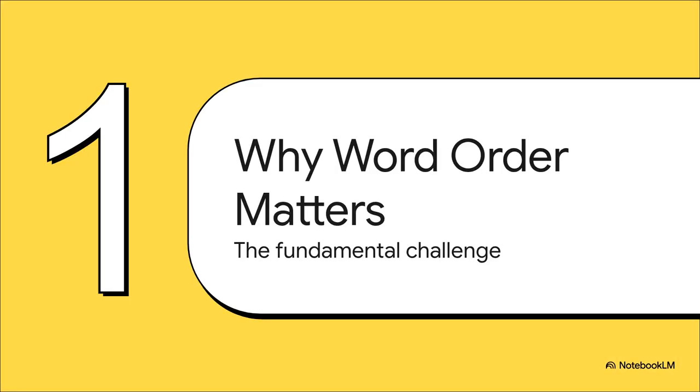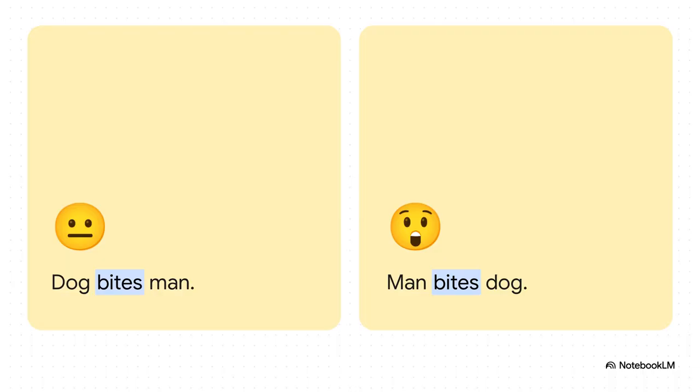All right, let's start at square one, the absolute core of the whole challenge. See, for a computer to really get what we're saying, it can't just know the words we use. Nope, it has to understand the order we put them in. That sequence, it's everything. And this, right here, just illustrates the point perfectly.